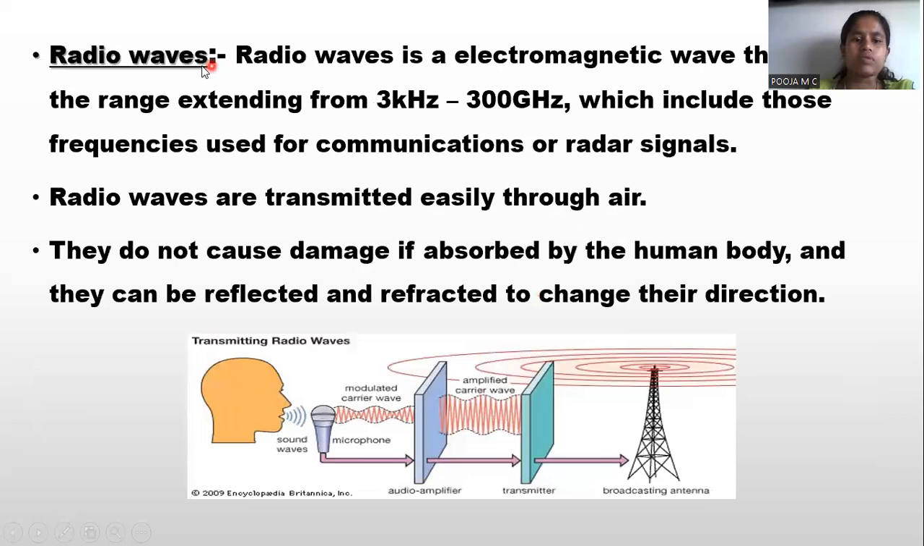Next, the radio waves. Radio waves are electromagnetic waves that range from 3 kHz to 300 GHz, which include those frequencies used for communication or radar signals. Radio waves are transmitted easily through air. They do not cause damage if absorbed by the human body, and they can be reflected and refracted in their direction.